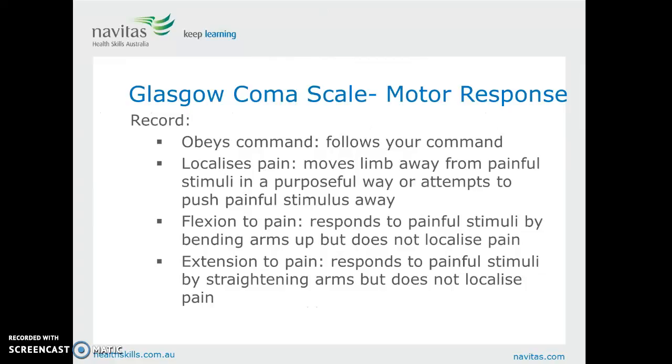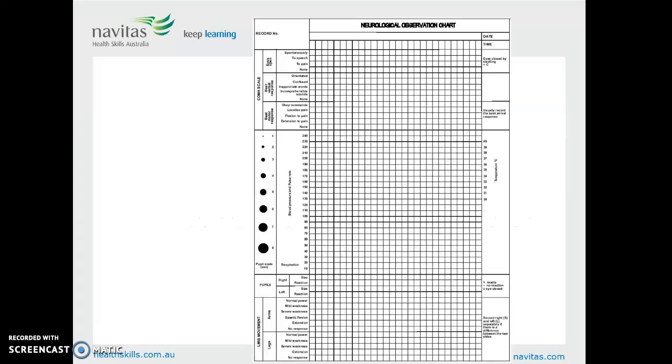Motor response. Does the client obey commands? Localizes pain: they move their limb away from painful stimuli in a purposeful way or attempt to push the painful stimulus away. Flexion to pain: they respond to painful stimuli by bending their arms up and not localizing pain. Extension to pain: they respond to painful stimuli by straightening their arms but do not localize the pain.